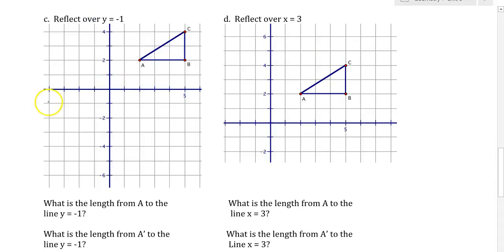We're reflecting over the line y equals -1, which is down here, a horizontal line at -1. So if we're reflecting that triangle ABC over it, 1, 2, 3, 1, 2, 3. There's A prime. I mean, it really is just that easy. B prime, C prime, and we're done. A prime is (2, -4). B prime is (5, -4). And C prime is, what is that, (5, -6).